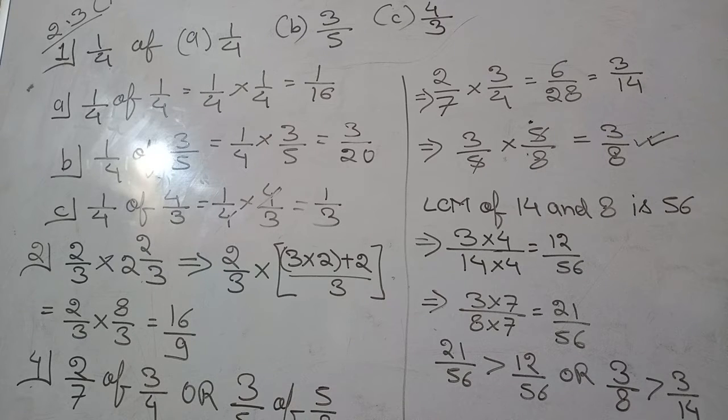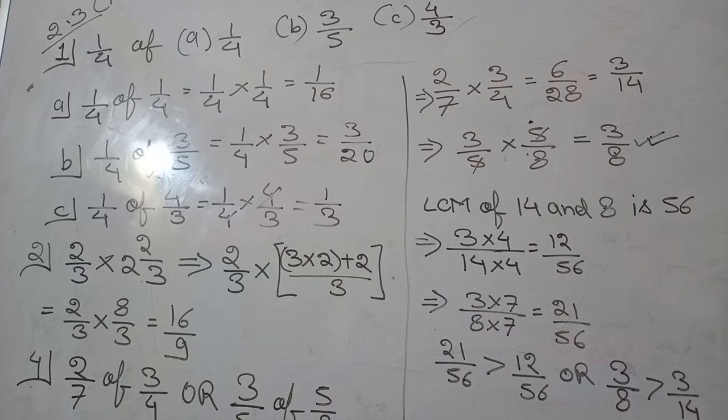So what we have to do? First we have to make them equal. Means we have to equalize the denominators. So what will we do? We will take out the LCM of these two denominators. First denominator is 14, second denominator is 8. And what is the LCM of 14 and 8? That is 56.